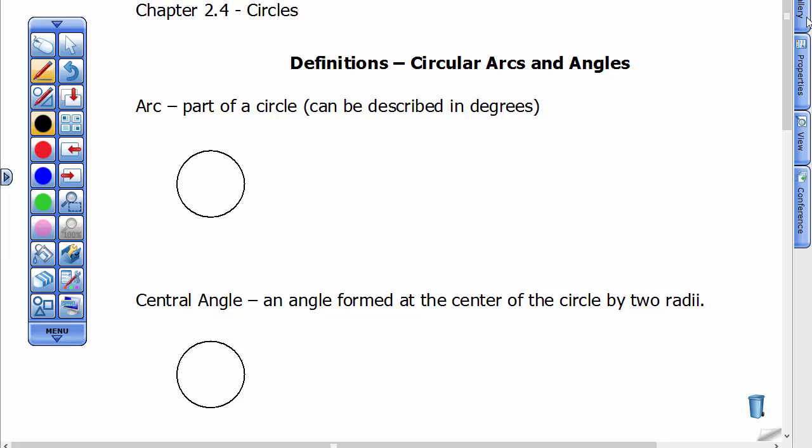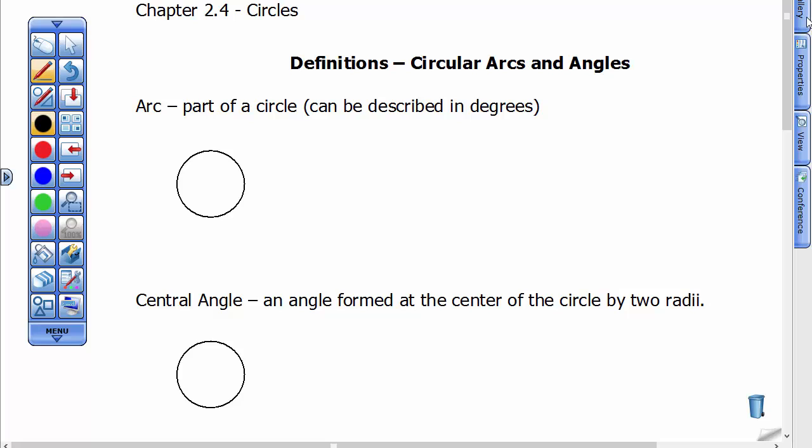Let's talk a little bit more about circles, in particular arcs that are part of the circumference of the circle, central angles, sectors, and inscribed angles. Then we'll do a little bit more with radian measure. It's the measure of the size of the angle.